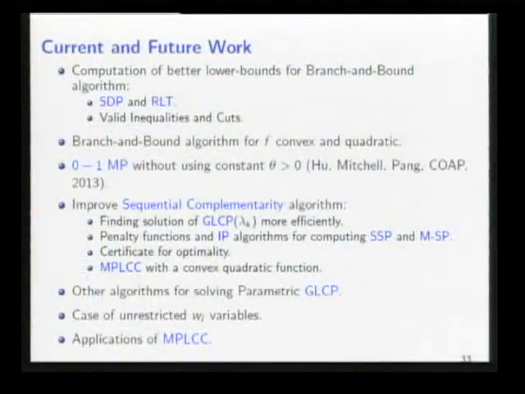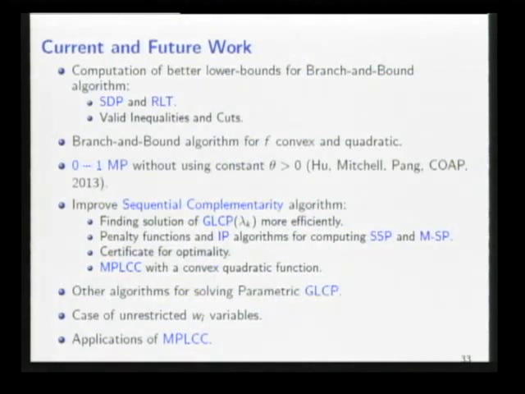Okay, so you can improve the sequential algorithm by finding solutions more efficiently. You can use penalty functions. Actually, this is what we have been doing. I have been working on interior point algorithms as well. Try to find a better certificate of optimality; this is the most important and most difficult part. Then there is the extension to a convex quadratic function, which we have been doing before, and recently as well. Then other algorithms for solving the parametric problem, not the sequential one but other ones.